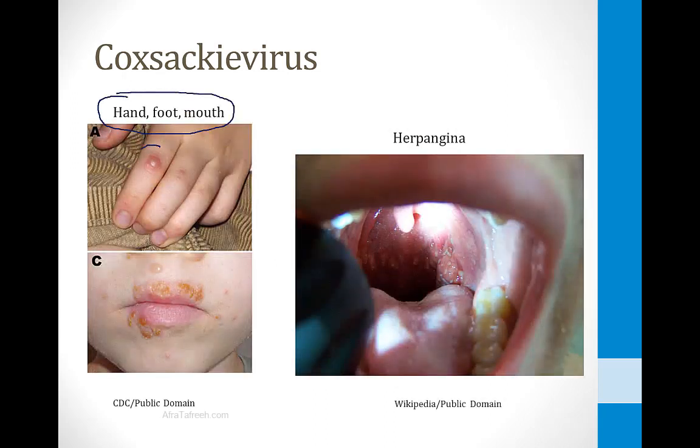So on the left side of the screen here is a picture of a child with hand, foot, and mouth syndrome. You can see that there are lesions on the hand here. There are also lesions around the mouth, and there are sometimes lesions inside the mouth as well.